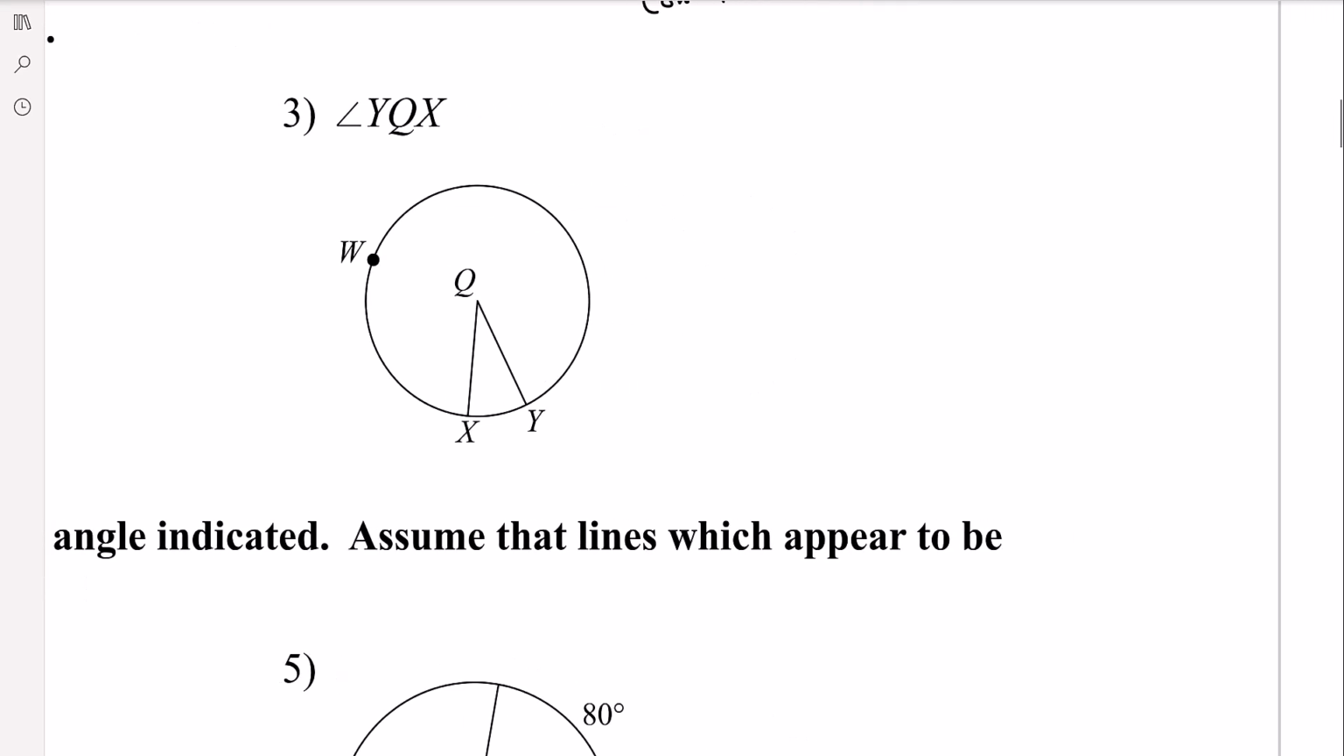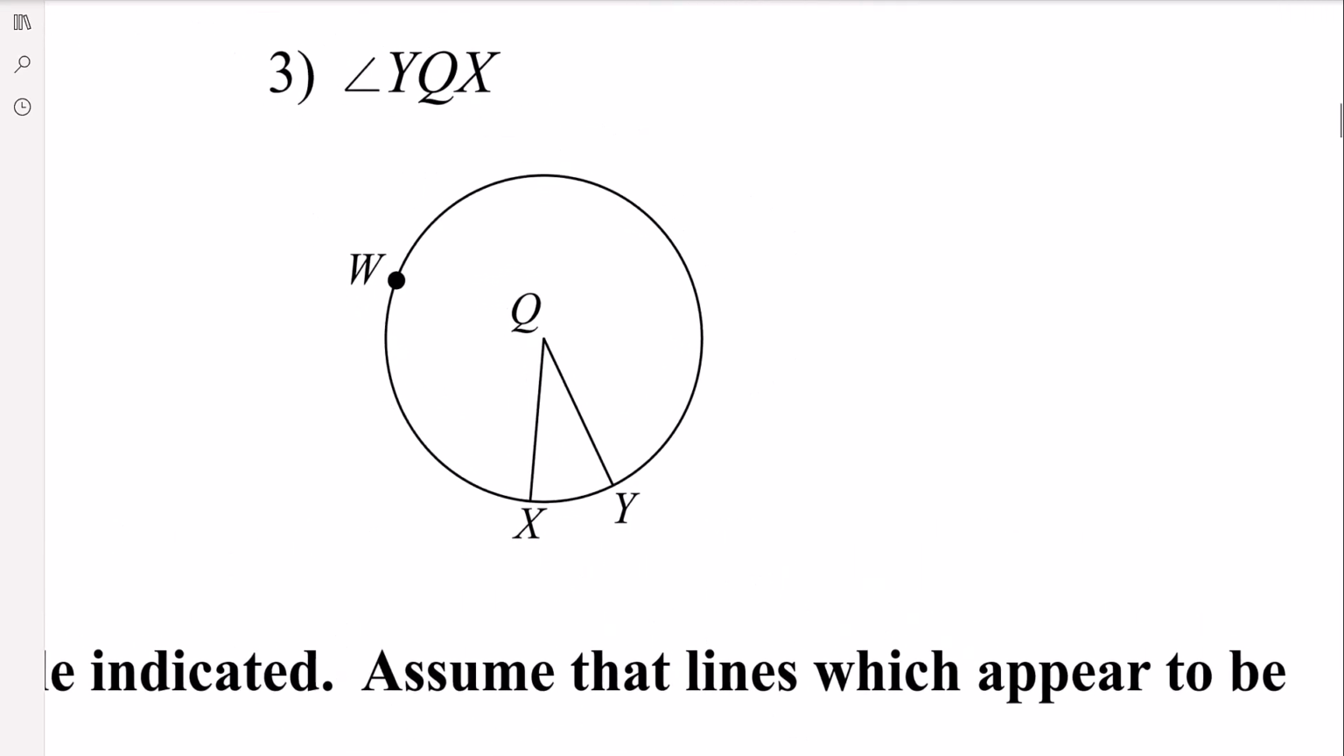Okay, so for this one right here, angle YXQ. So this angle right here, sorry, I think I said that backwards. YQX intercepts the circle right here. So that would be arc. Since it started with Y, I'm going to start with uppercase Y, arc YX. Okay.